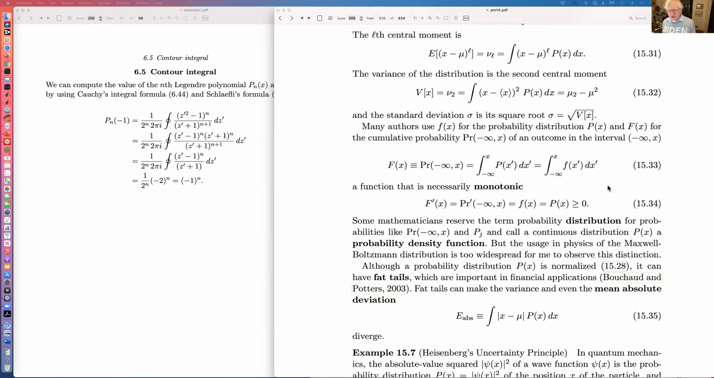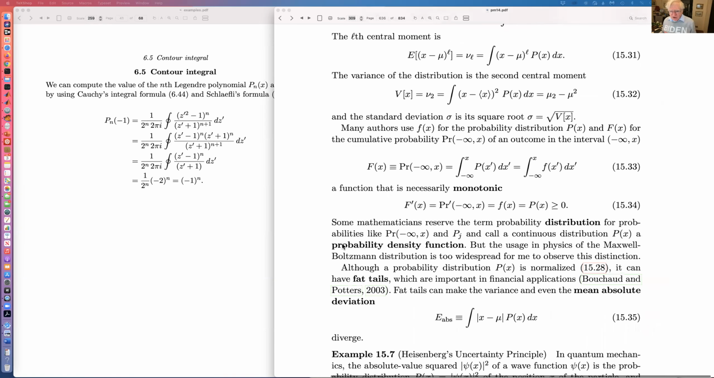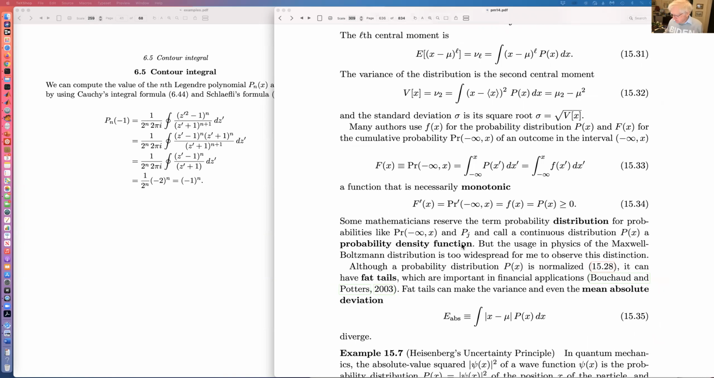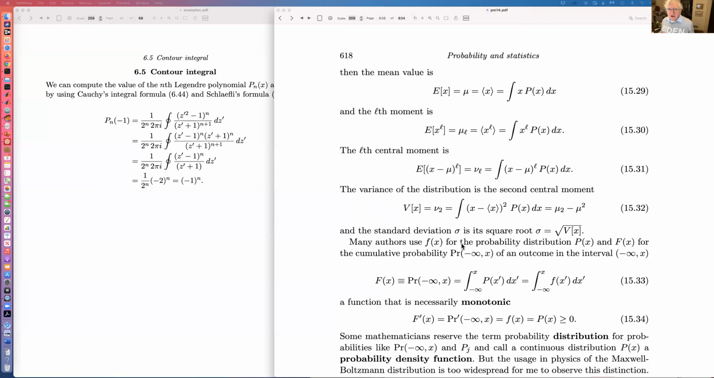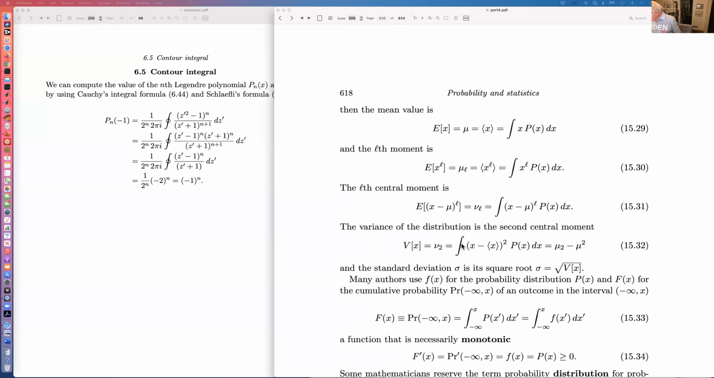So let's see, we're actually out of time, so I shouldn't go on with this. Let me say, though, that there's more. Oh, there's the probability density function. They call it a PDF, so I should use that term. But I think we can say class is over. There's no need to hang around.